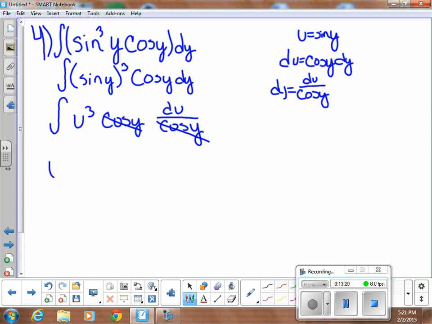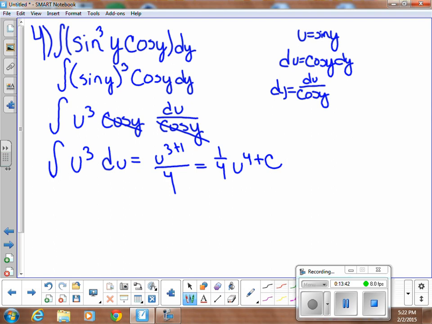So I'm just integrating u cubed du. Now this is a basic power rule. So we add 1 and divide by our new exponent, which gives me 1/4 u to the 4th plus c. And then we rewrite it one more time because now we can put back what our u was. So it'd be 1/4 sine to the 4th y plus c. And that's my integration for number 4.